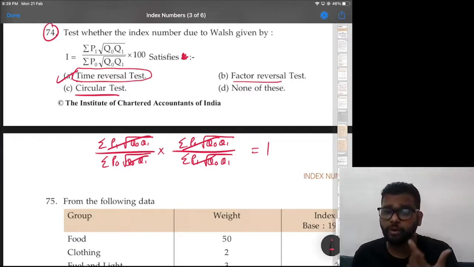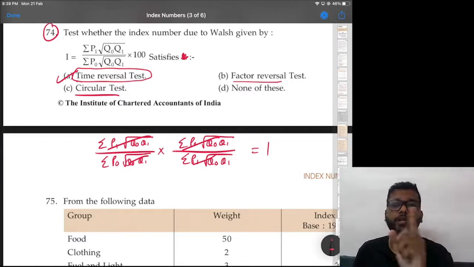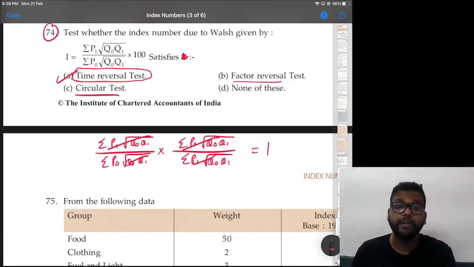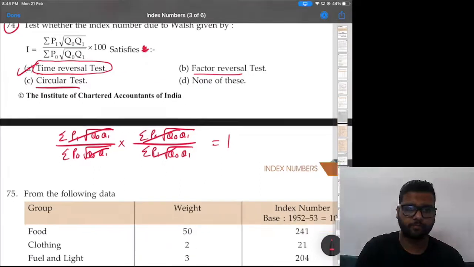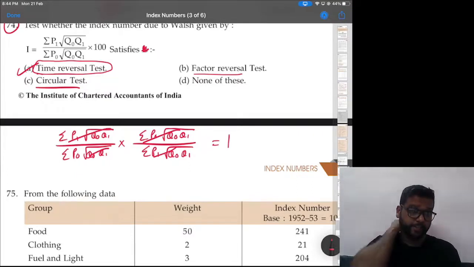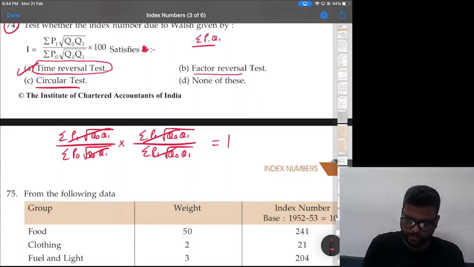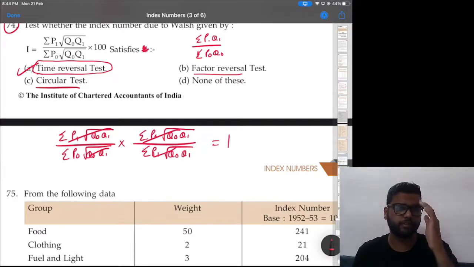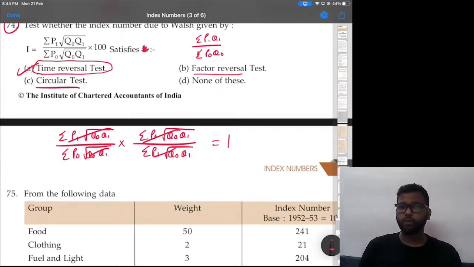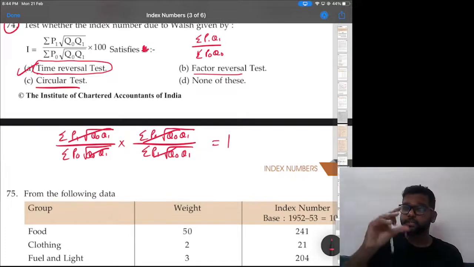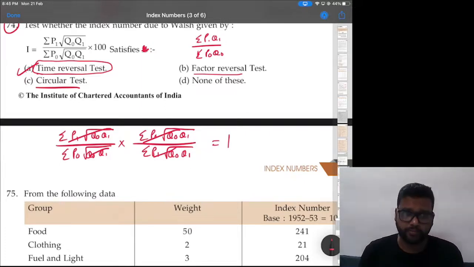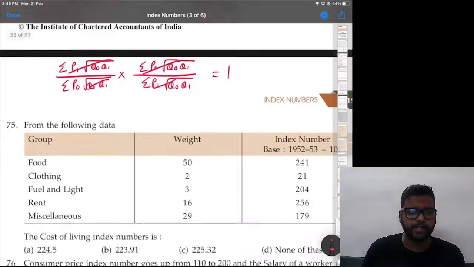If you want to go to B, what we'll have to do is we have to replace P by Q and Q by P and multiply it to see if we get value index number. Okay, I guess there was some disturbance. What I was talking about is, in factor reversal test, you will just replace P by Q and Q by P and that should give us the value index number, that is this. Summation P0 Q0. So obviously that is not going to be the case in this one. For circular test, it is a bit more complicated. You have to calculate 3 years index numbers and you have to check whether change of base applies. Okay, but here it is not required. Time reversal is the correct answer.